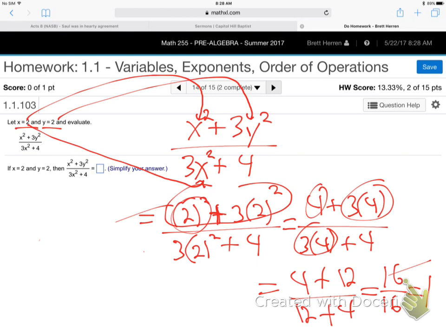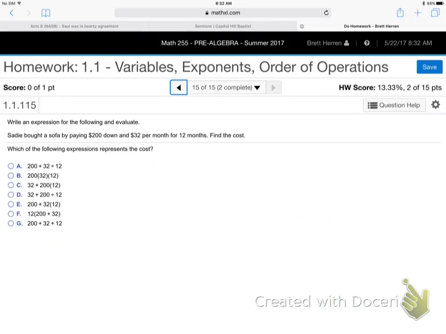Good there. All right. Are word problems your favorites? I'm just kidding. I know word problems are never popular. Sadie bought a sofa, paying $200 down, and $32 per month for 12 months. Find the cost. I bet you can do that. Oh, they don't even want the answer, huh? They just want me to say which one of those is the way you would work that out. Let me give everybody a chance. Don't say it out loud. Give everybody just a chance, and then we'll answer it together in a second. Look at those A, B, C, D, E, F, G options.